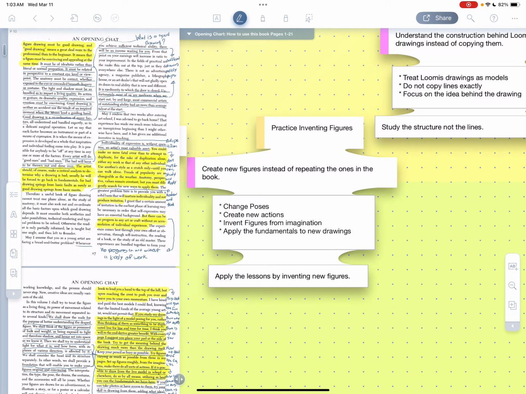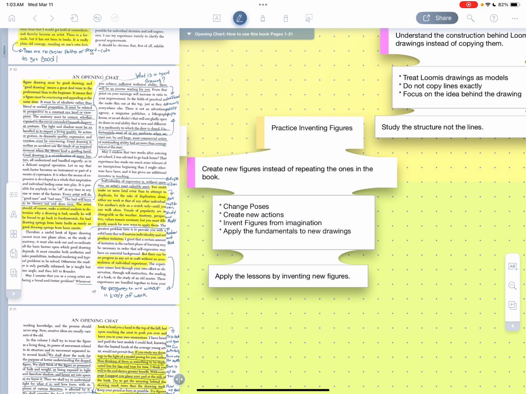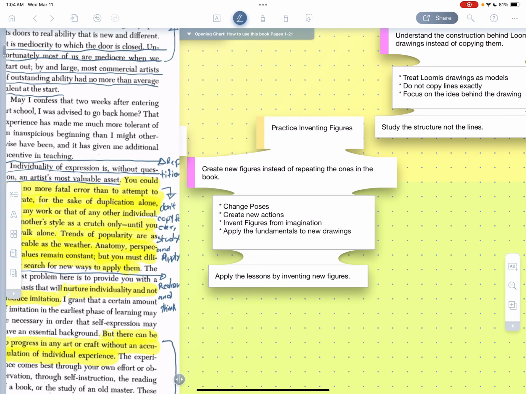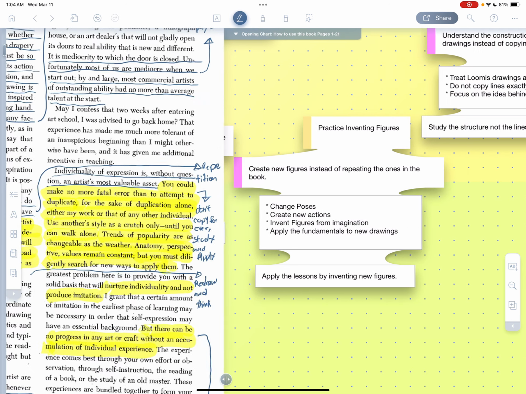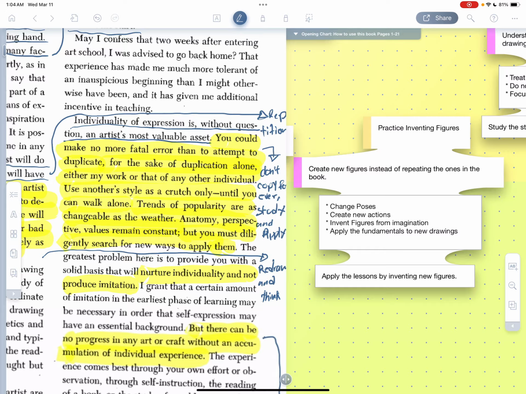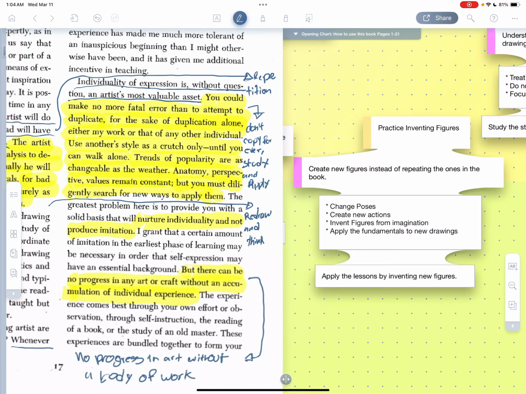Practice inventing figures. Create new figures instead of repeating the ones in the book. Again, he gets on top of you about just copying the figures in the book. He says that if you just copy these figures, you're not going to go as far as you could. He wants you to invent figures from your imagination and find your own references. He does emphasize drawing from life, but he does give you permission to use whatever resources you have, which are photos or whatever you may have.